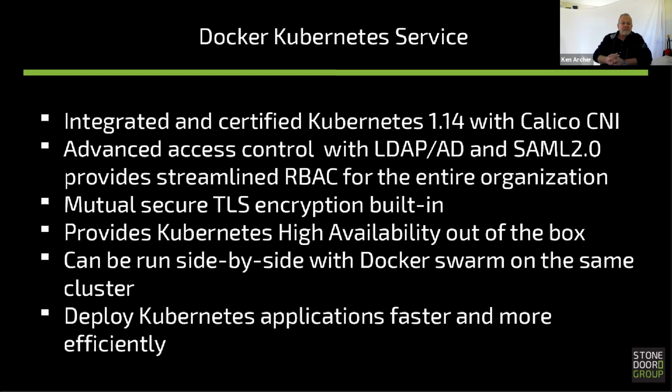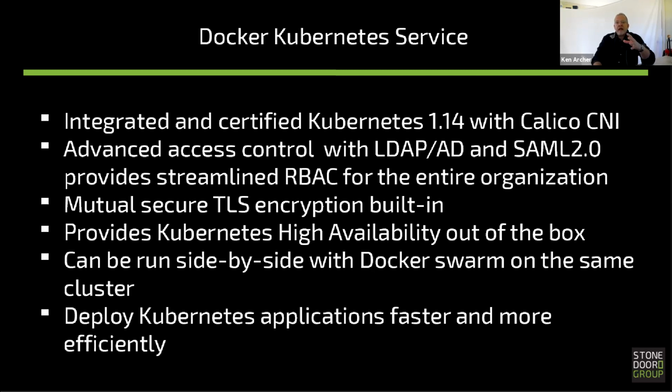It gives us advanced access control built in with Kubernetes, along with LDAP AD configurations, SAML 2.0 capabilities, and gives us a streamlined RBAC for the entire organization that's not easily built up with Kubernetes without a lot of manual work to do it. Docker is going to bring that to the table for us. Mutual secure TLS encryption is built in, just like with the Docker container platform and the Docker Swarm platform, and we're going to extend that secure TLS encryption over to Kubernetes as well.